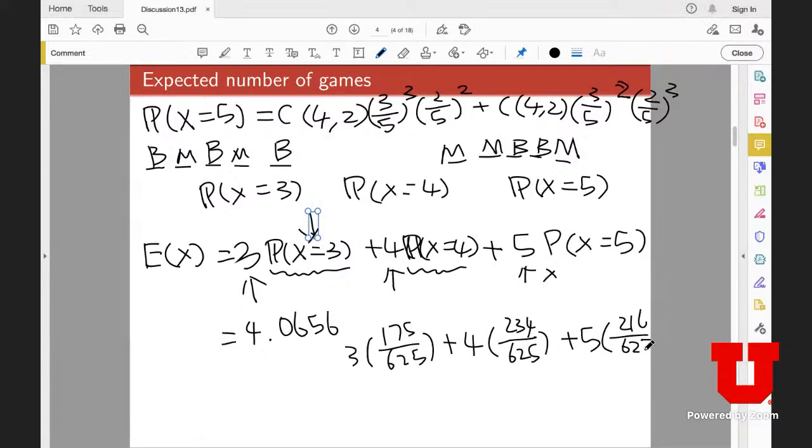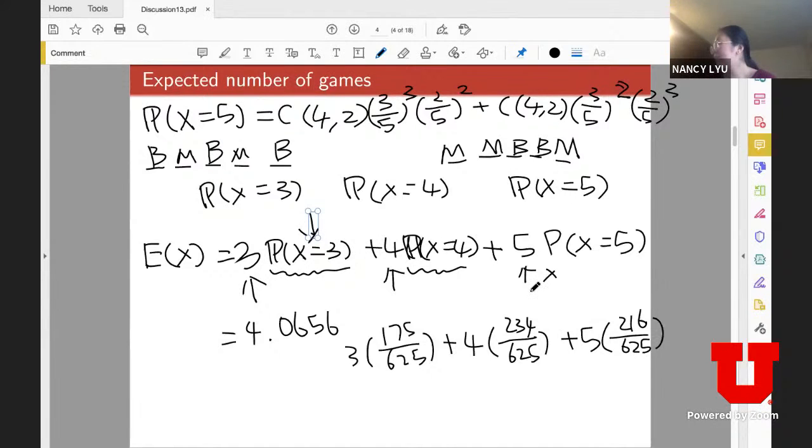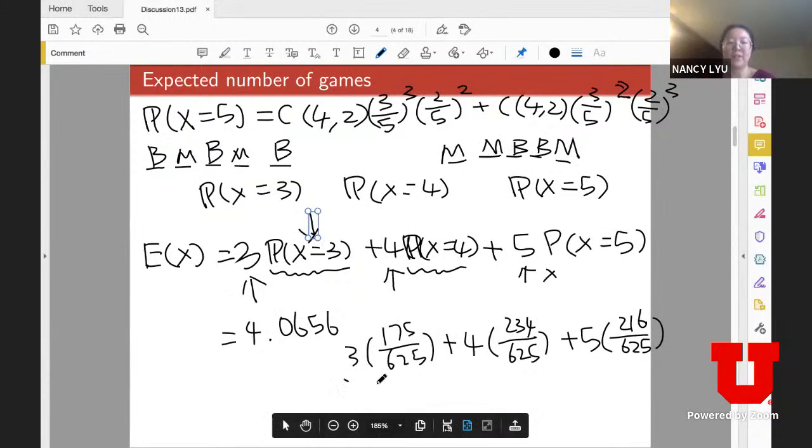There's a pretty good explanation of this on like page 473 in the textbook. Yep, you can also read that. And this should give you this number.